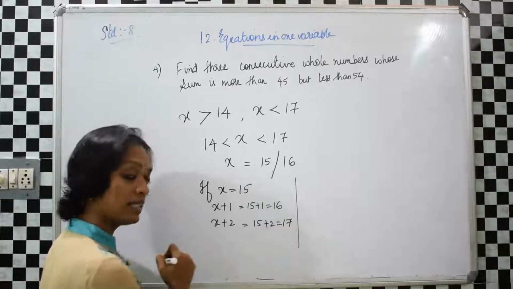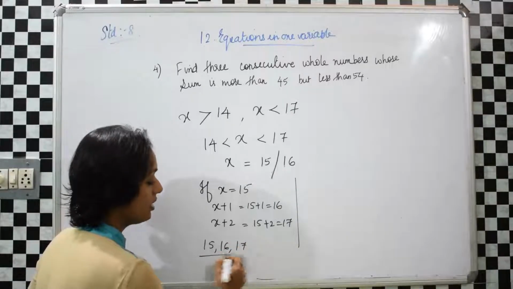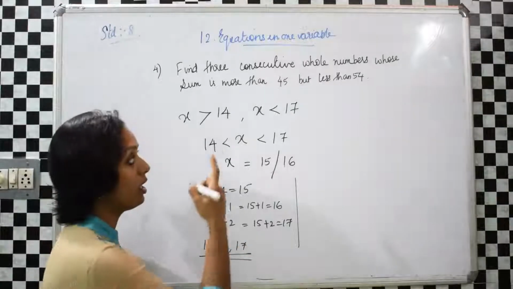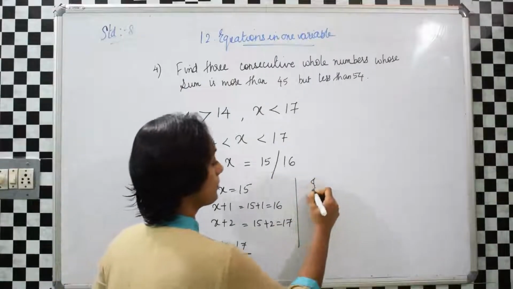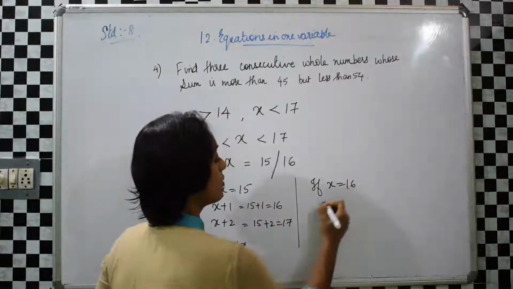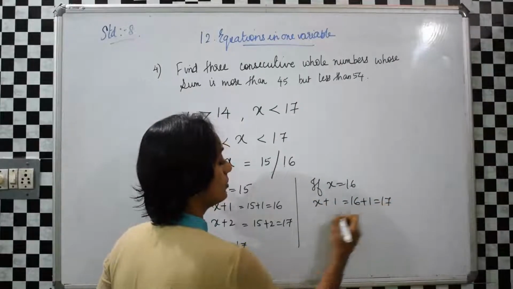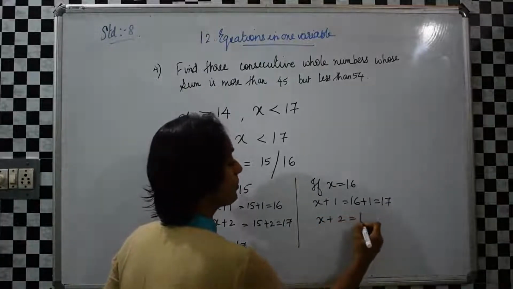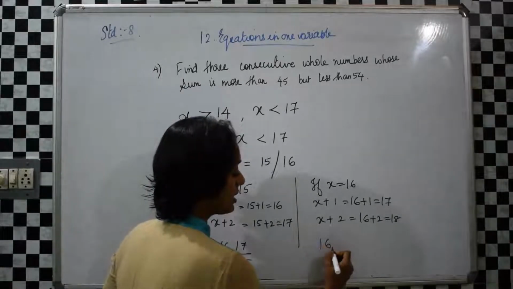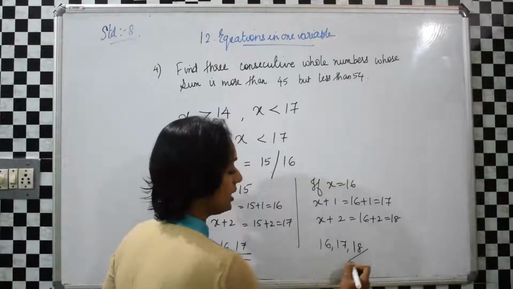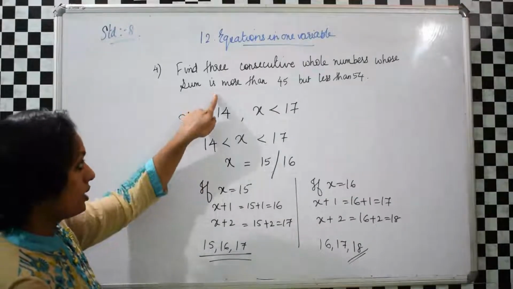So what are the numbers in this case? 15, 16, 17 are the three consecutive whole numbers. Now if x is equal to 16, what will be the next number? 17. The other number will be 18. So in this case, what are the three numbers? 16, 17 and 18. So, look at the question now.